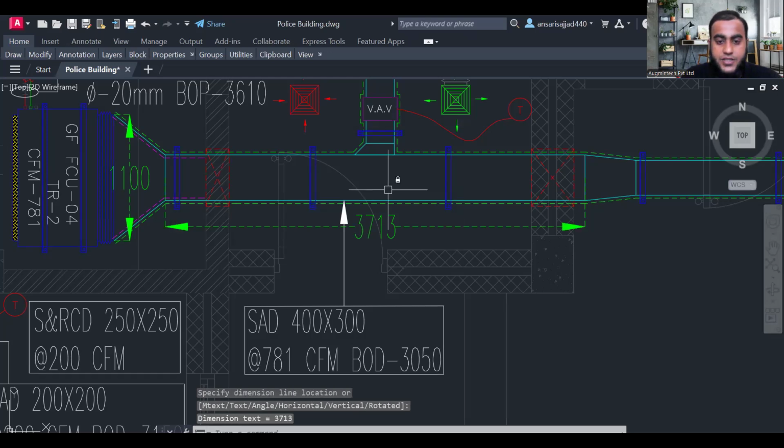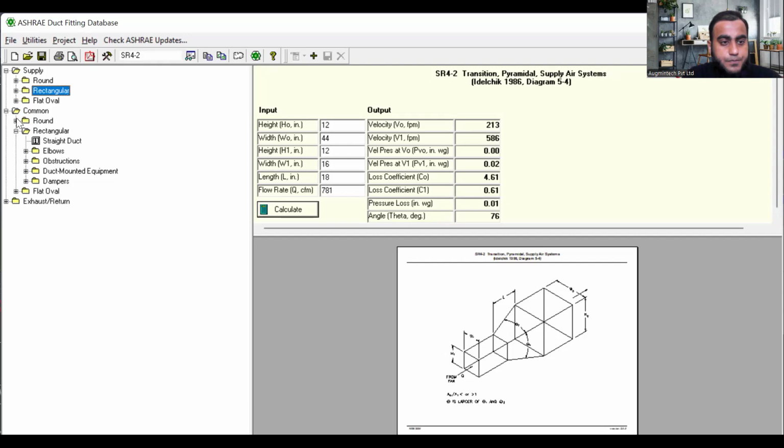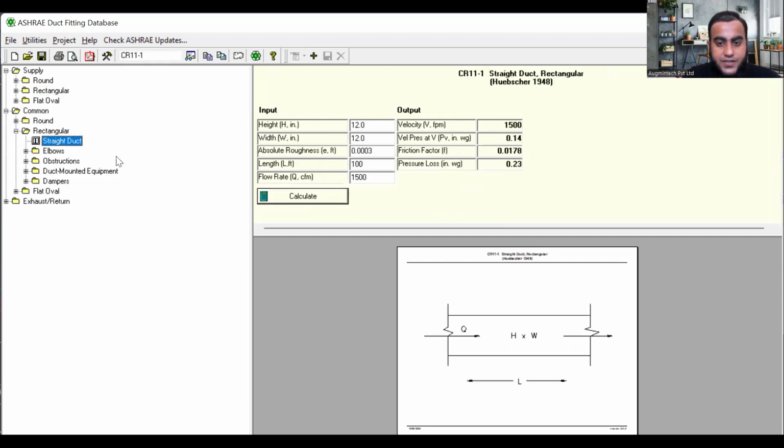Now, just open your HVAC duct fitting database software. If you want to find out the pressure loss value in a straight duct, simply come here to the common option. In common, you see the rectangular straight duct option is given. Select it. Now you will get the reference: height, width, flow, and total length. These are the details we need.